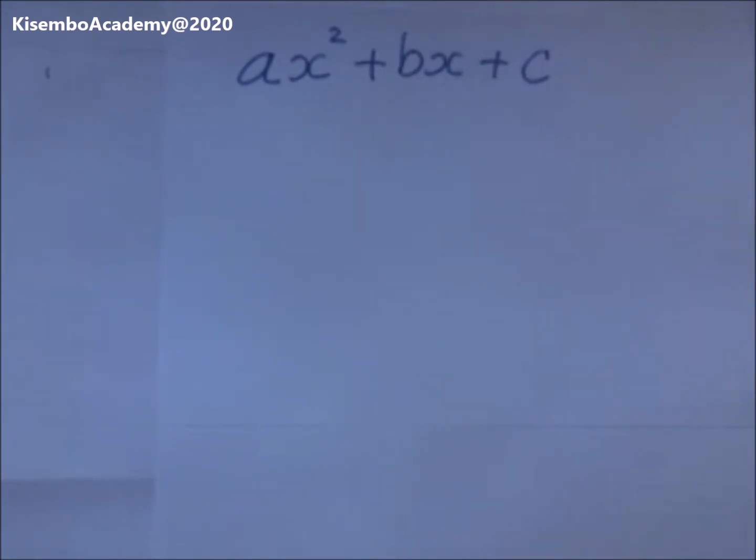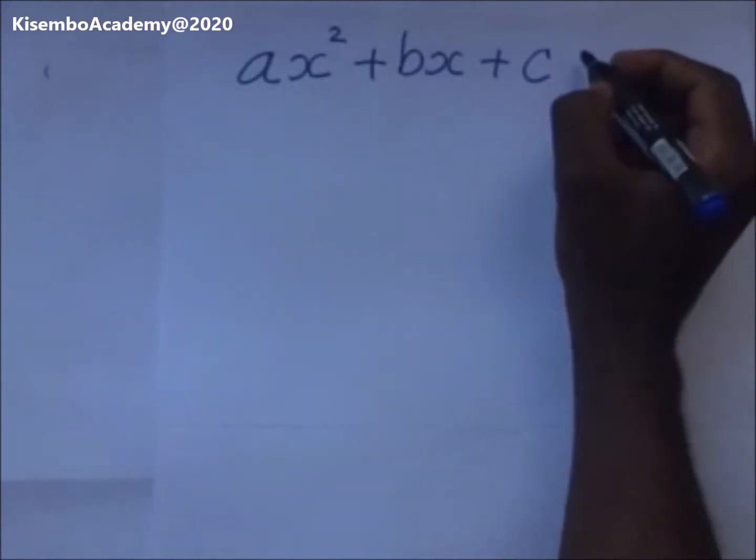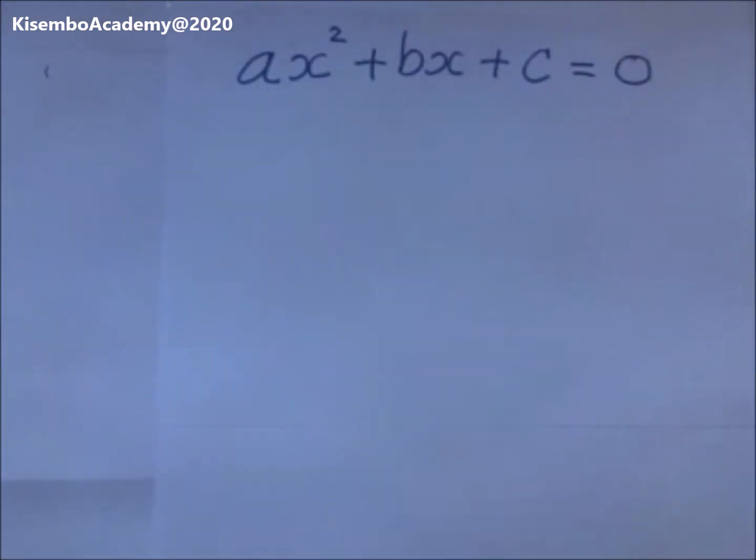Right on your screen, you have the general form of a quadratic equation: ax squared plus bx plus c is equal to 0. That's the general form of a quadratic equation. Now we are going to use that general form to derive the quadratic formula.